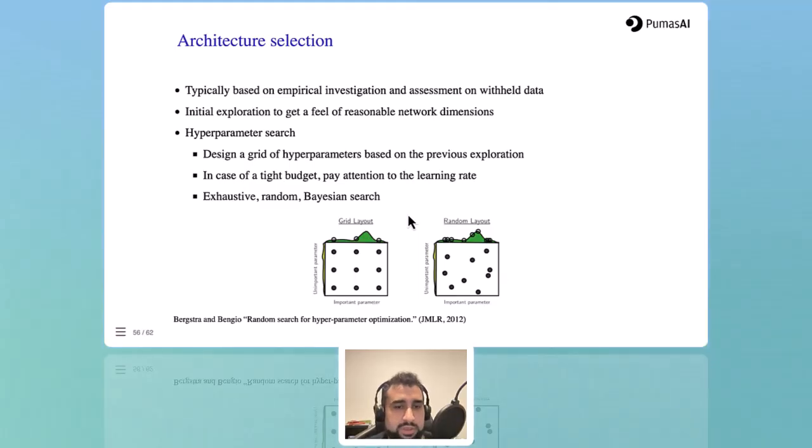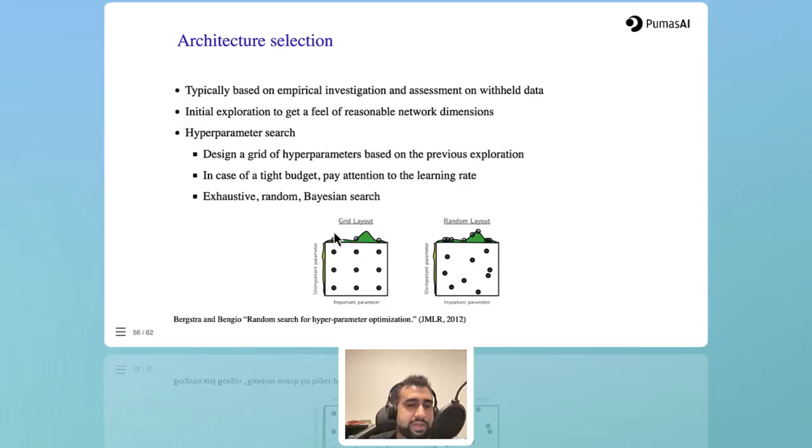Good. So we've been talking a lot about hyperparameters. That includes the activation function, the number of layers, the number of neurons per layer. And so often hyperparameter optimization happens. There are many different algorithms to do hyperparameter search.